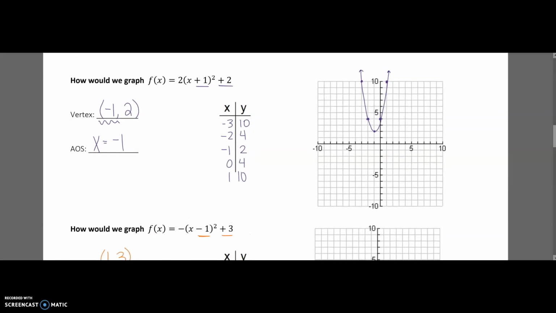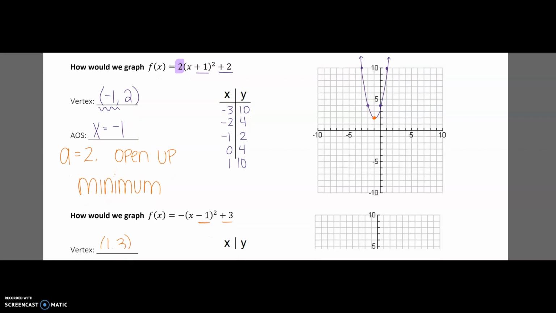So my graph here has an A value of positive 2. So since A is 2, my graph is going to be open up. When my graph is open up, my vertex right here is called a minimum because it is at the bottom of your parabola.